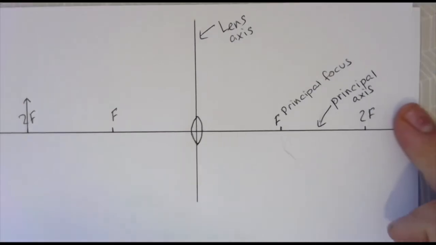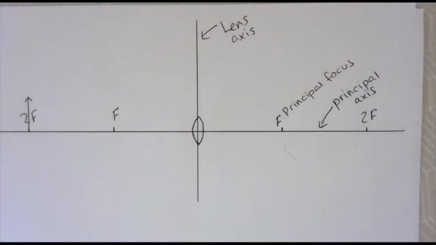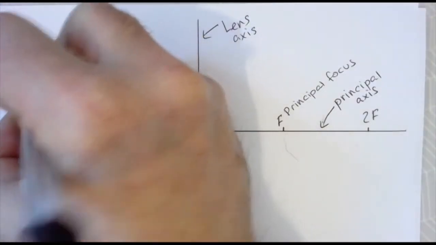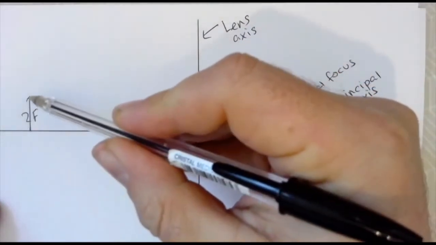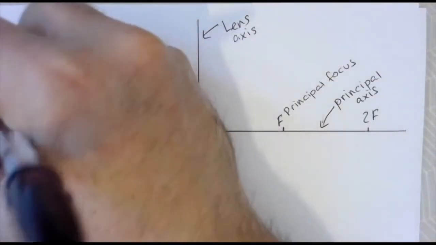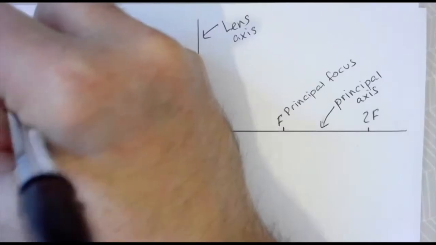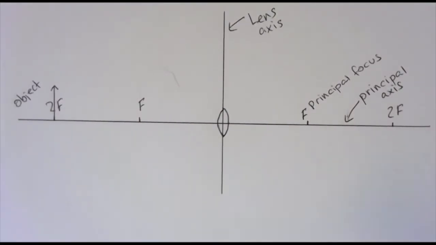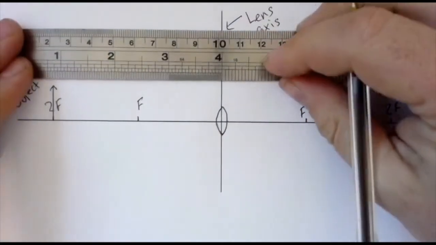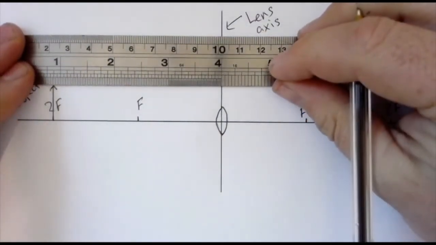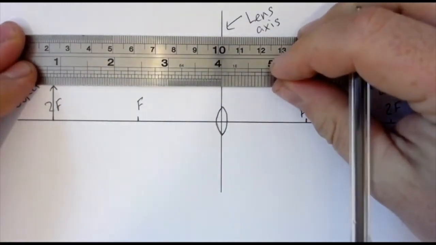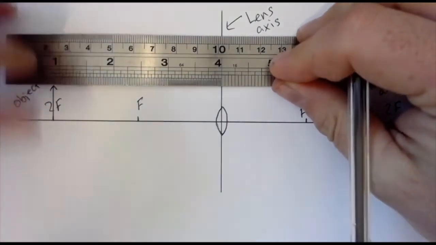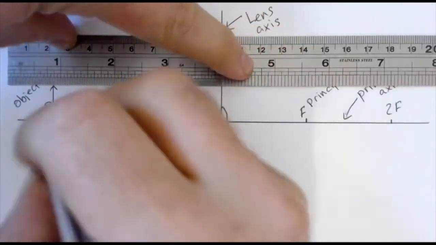We're going to draw 2 rays of light. Both of our rays of light are going to start at the top of our object. In fact, I might just label this object now before we go any further. My first ray of light is going to go, as best I can, parallel to the principal axis until it hits the lens axis. I think that's not too bad.